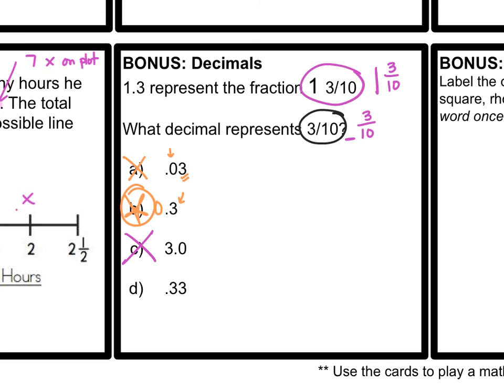And D, when you're looking at this, this is actually 33 hundredths because this last 3 right here is in the hundredths place value. You would write this fraction this way, so this is not going to work either. So the only one that's going to work is going to be B.